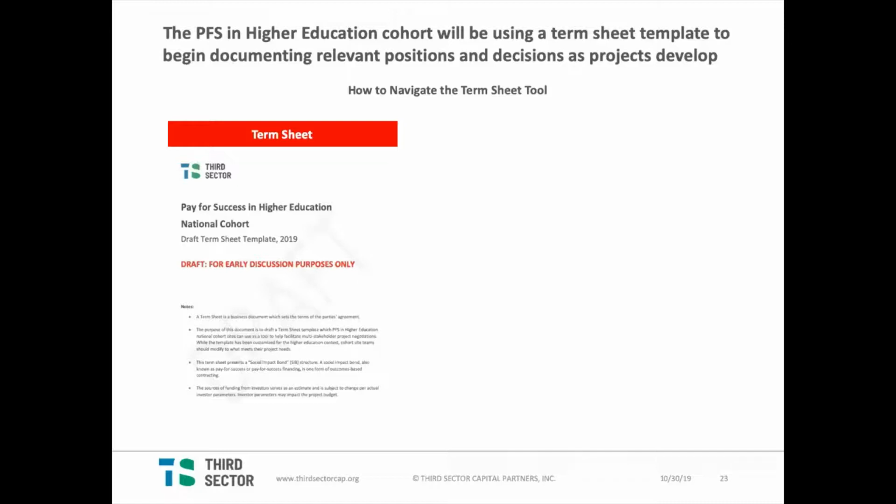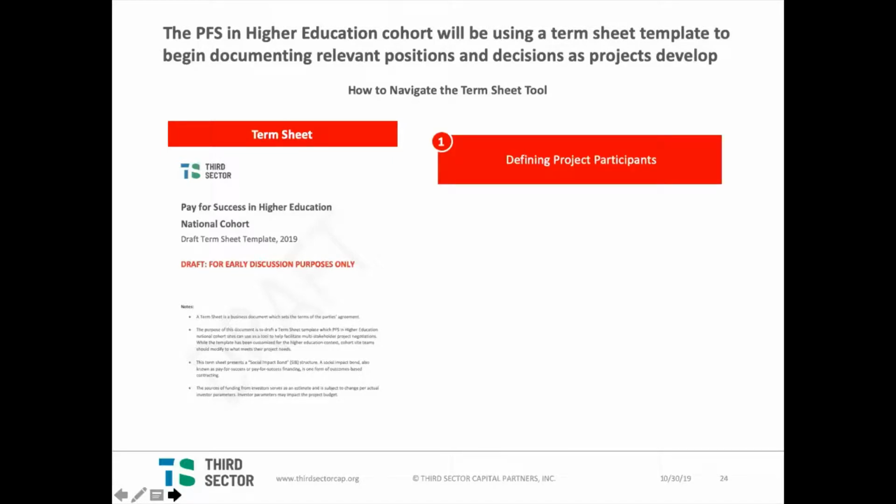And so the next few slides, I'll just highlight 4 of what we're considering some of the more major sections of our term sheet template, so that you can have more familiarity with navigating your way through the tool and understanding some of the decisions that we've helped make in setting up this tool for the community.